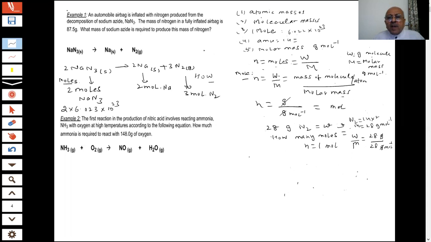The relationship between moles and grams: moles is equal to the grams of the substance divided by the molar mass of the substance, which we represent by M. n is equal to W by M. So this is my formula. Clear?